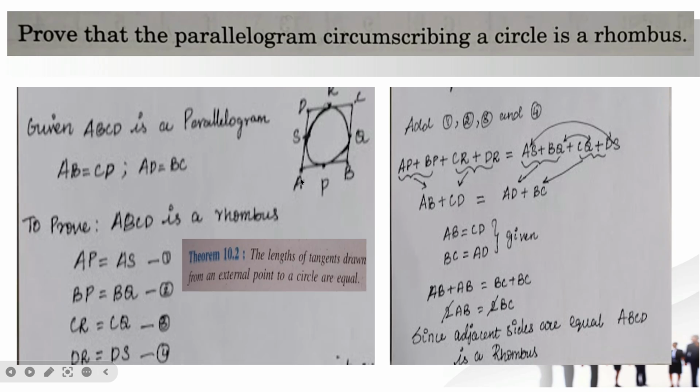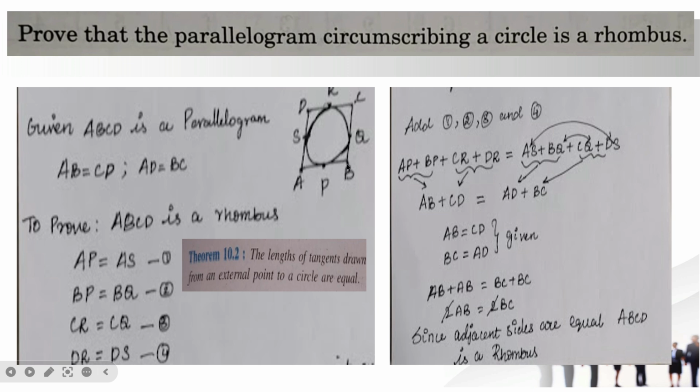So for this external point A, we have AP and AS. So AP equal to AS we could write, according to this proof. AP equal to AS, BP equal to BQ. Next, CR equal to CQ for the point C. And then for the point D, DR equal to DS. See, while writing, I have a tip: first you are writing AP equal to AS, right?